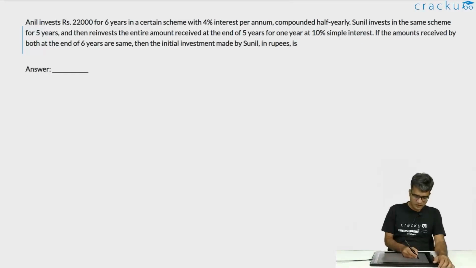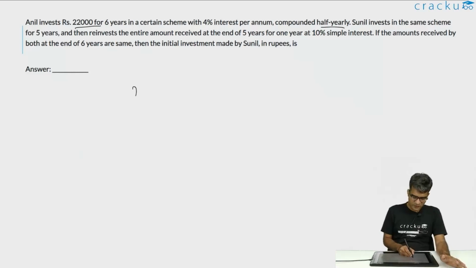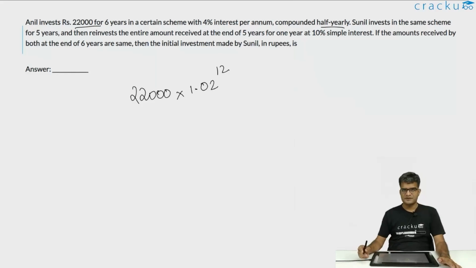In this question, we are told that Anil invests 22,000 for 6 years at a rate of interest of 4% per annum compounded half yearly. So what is the total amount that he will get? The total amount he will get will be 22,000, which is the principal, into 1.02 to the power 12. Why is it the case? Because this is compounded half yearly.